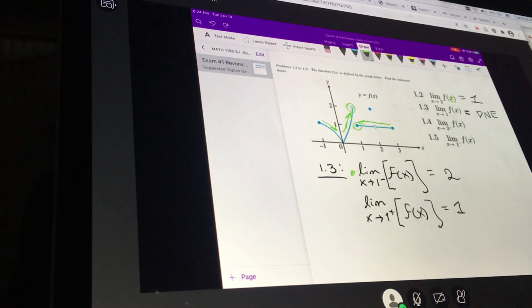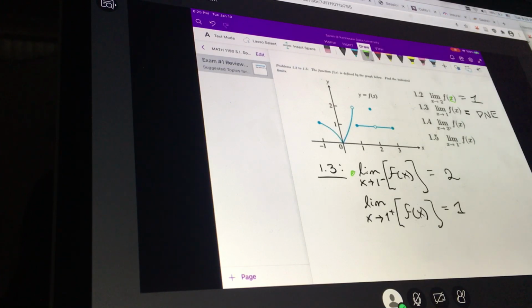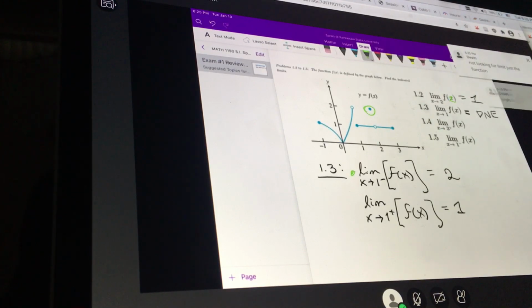f of 2 does not equal 2. And the reason why, as I explained earlier, if we follow the graph from both sides, f of 2 equals 2 is undefined. That's not correct. The function itself, you're right, f of 2 does equal 2 because there's that solid filled-in circle. But a limit is different from just evaluating a function. You want to see where the graph is going. You want to see where the function is going.